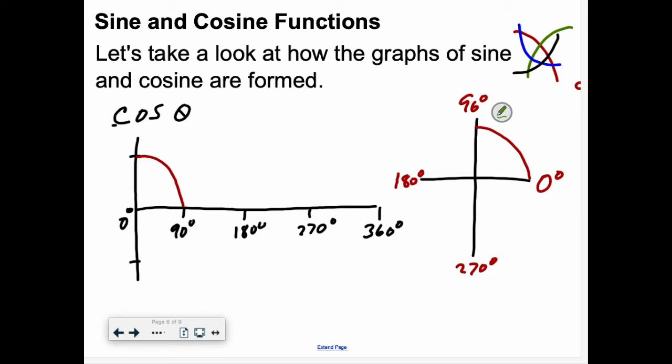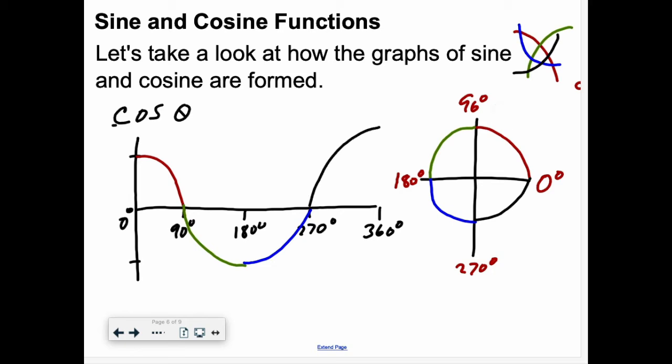Well, as I go from here, my u value, my x value, gets more and more negative until it's at the most negative it's going to go, at 180. After that, my u value, my x value, is still going to be negative, but it's going to get less and less negative until it hits 0 again. And then last but not least, my x value, my u value here is positive until it reaches its maximum. So it looks like this.